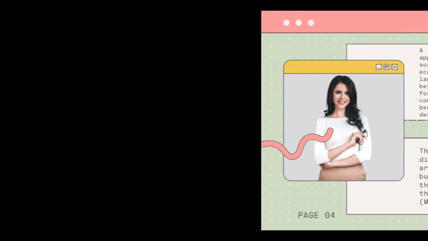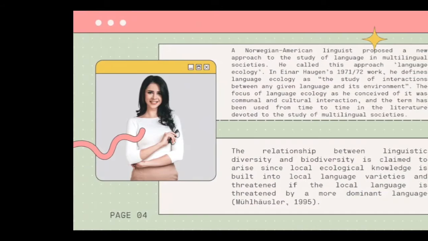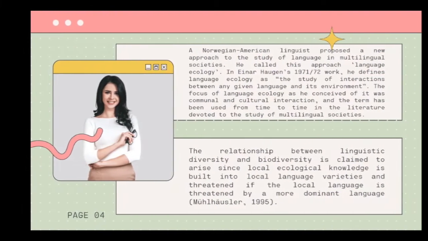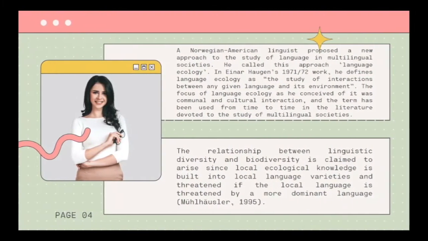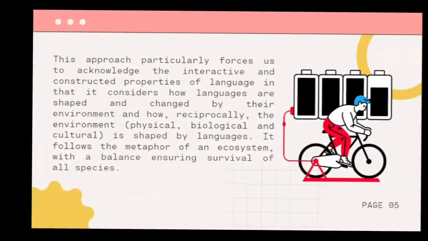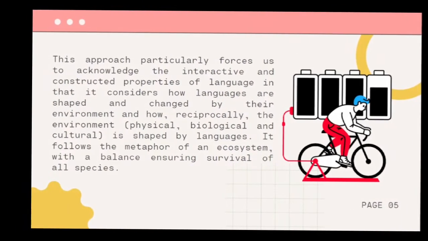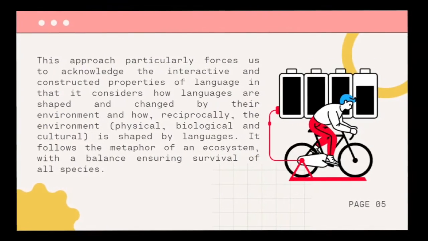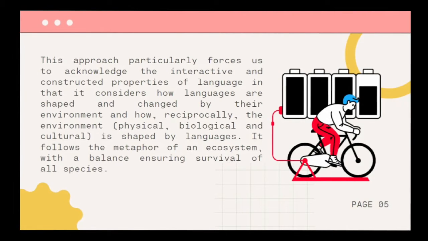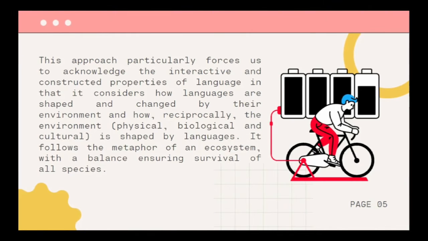There is a linguist who proposed a new approach to the study of language in multilingual societies, which he called language ecology, and defined it as the study of interactions between any given language and its environment. This approach forces us to acknowledge the interactive and constructed properties of language, in that it considers how languages are shaped and changed by their environment and how, reciprocally, the environment, physical, biological, and cultural, is shaped by the languages. It follows the metaphor of an ecosystem with a balance ensuring survival of all species.